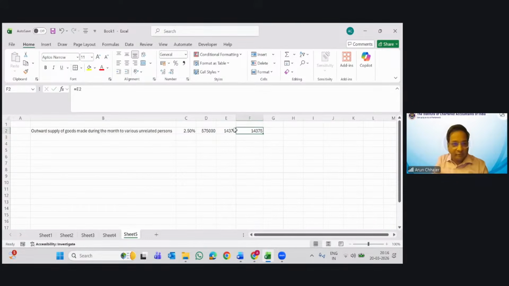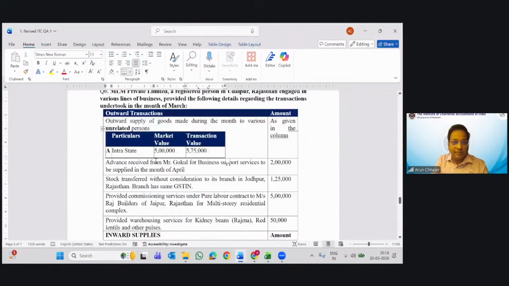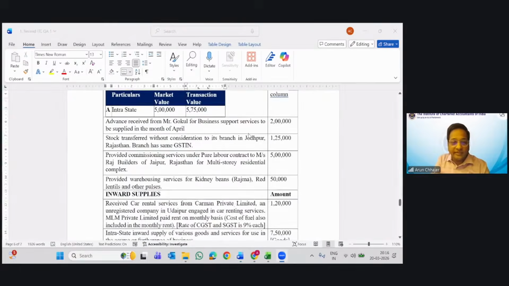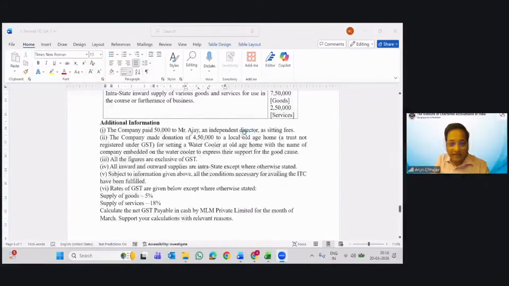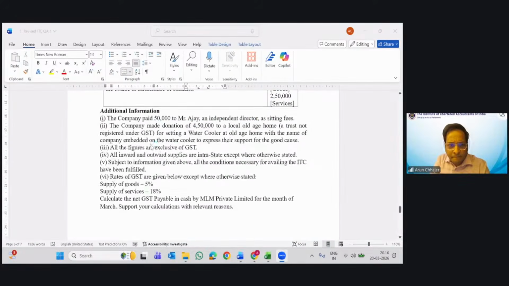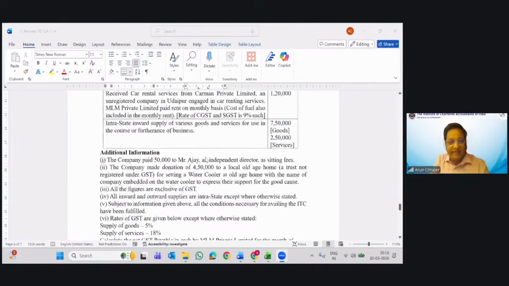यहाँ पर बात ठीक है. Point number 1 is clear. Let's move to the second point. Advance received. So again, let me see whether they are talking about intra-inter. Except otherwise stated, they will be treated as interstate.